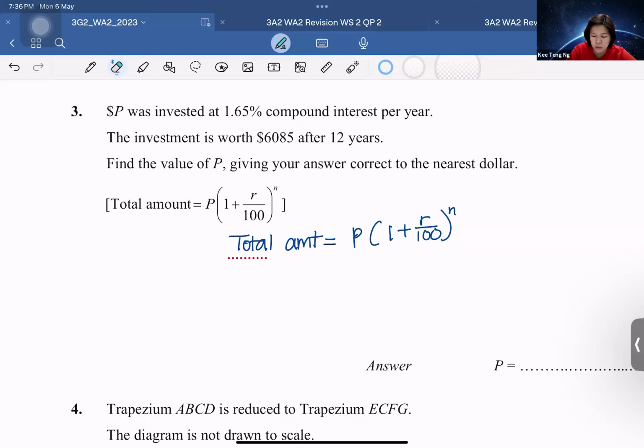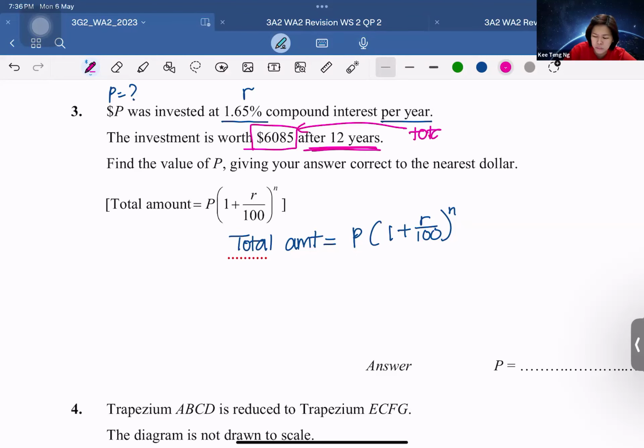So P was invested. I do not know the amount for P, it's some amount. But it was invested at 1.65%, so this is your interest rate per year. And the investment is worth this number after 12 years. So this number here is actually my total amount at the end of 12 years. This is not the original P. This is the total amount.